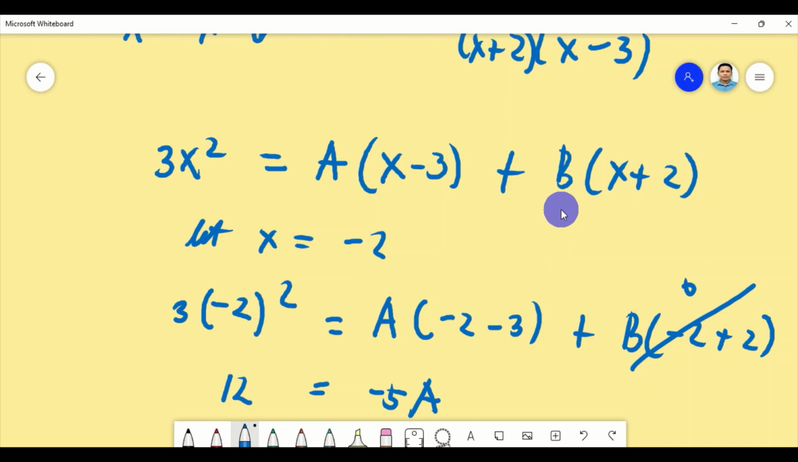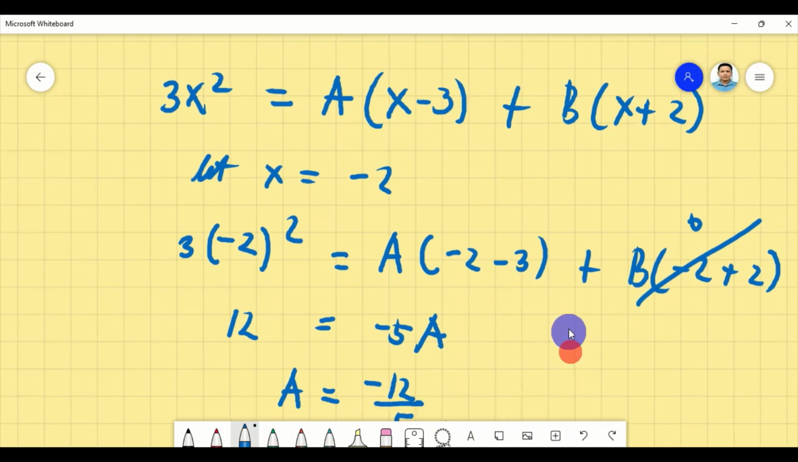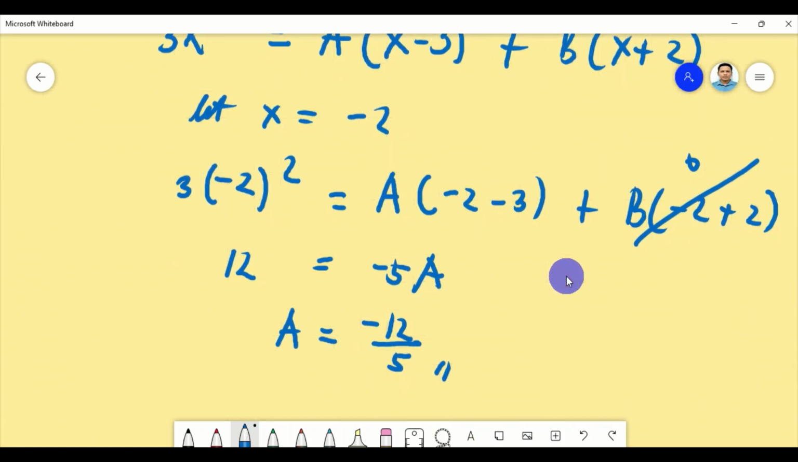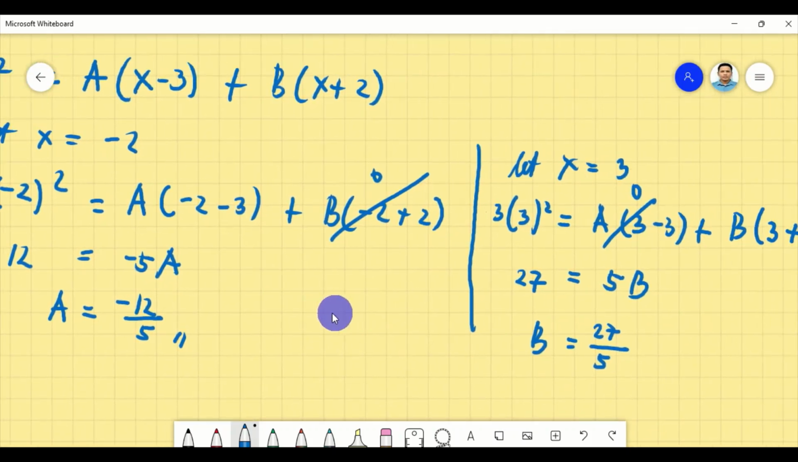you think of a number that will make the second expression equal to 0. So in this case, our x is negative 2. So you substitute the value. You have 3 times the quantity of negative 2 raised to the second power, and this is equal to A times negative 2 minus 3 plus B times negative 2 plus 2. Definitely the second expression will now be equal to 0. So you are left with negative 5A, and that is equal to 12. Our A, therefore, is negative 12 over 5.